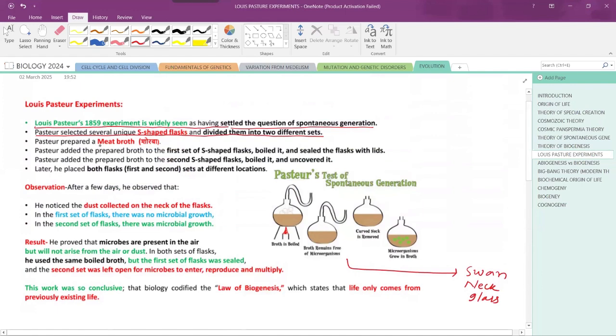Pasteur prepared a meat broth. He added the prepared broth to the first set of S-shaped flasks, boiled it, and sealed the flasks with a lid. He added the prepared broth to the second set of S-shaped flasks, boiled it, and left it uncovered. Later, he placed both sets of flasks at a different location.